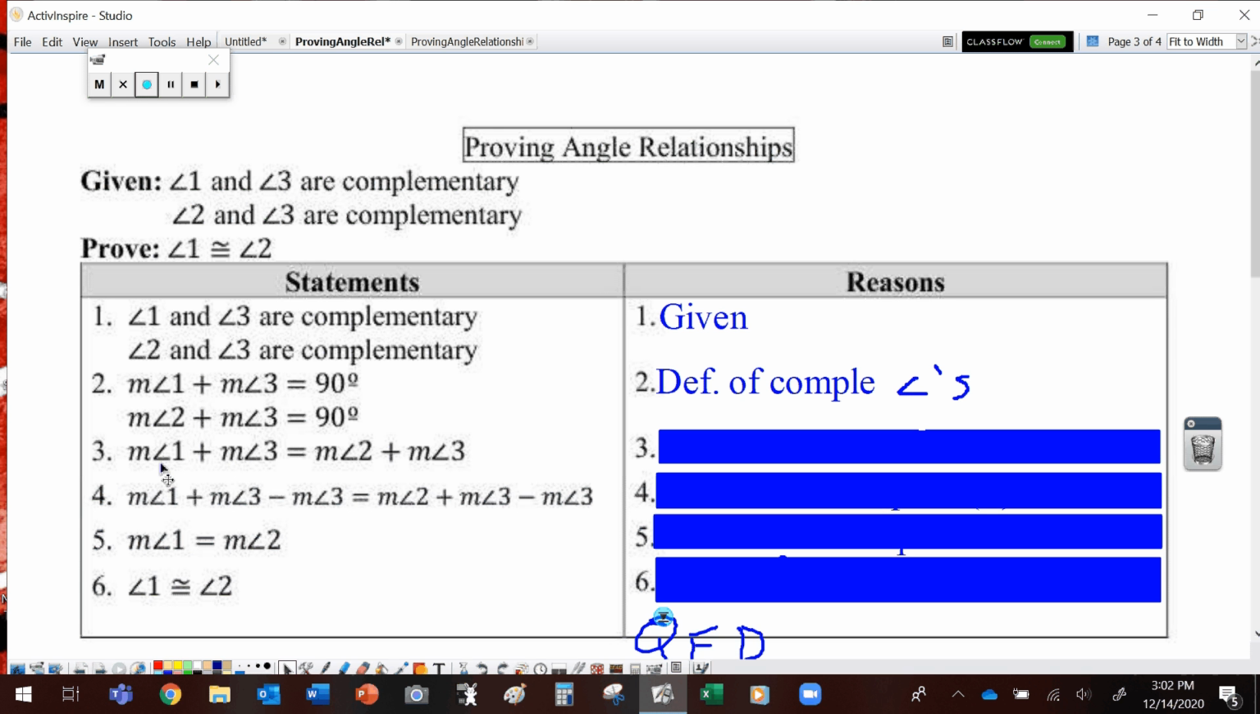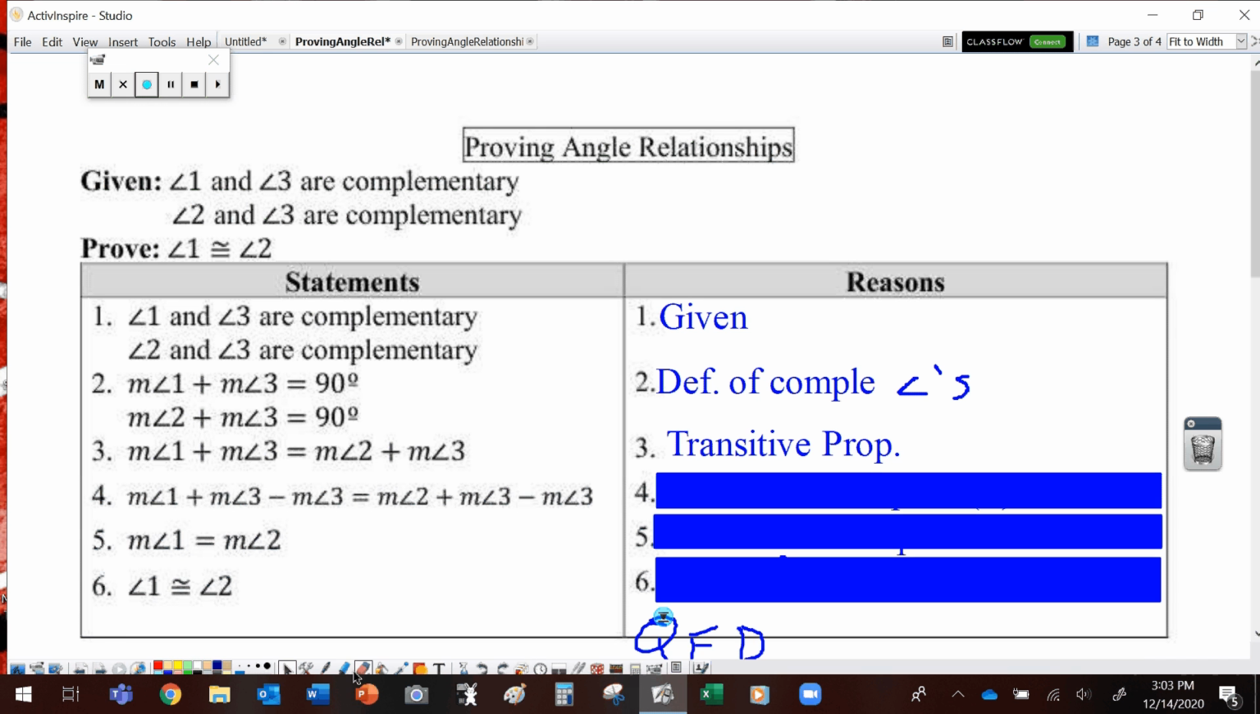Then I say that measure of angle 1 plus measure of angle 3 equals measure of angle 2 plus measure of angle 3. So I need to figure out how I can get this equation from these previous equations. Well, both of these are equal to 90 degrees. That's going to allow me to say that they're equal to each other. We're cutting out the middleman of 90 degrees. And the property that says we can do that is the transitive property. Okay, these two sums are both equal to the same thing. That means that these two sums have to be equal to one another.